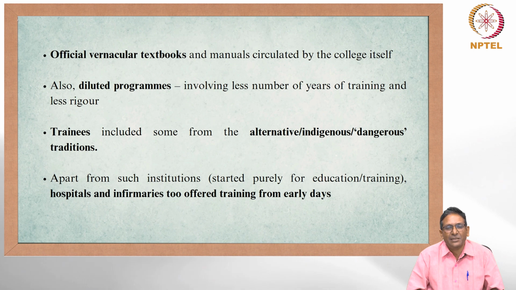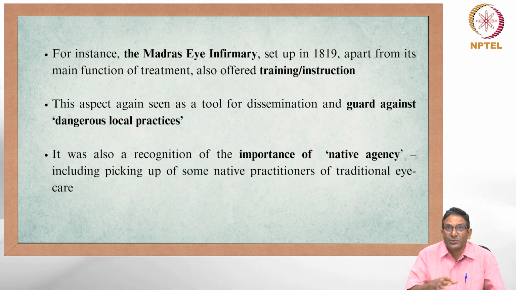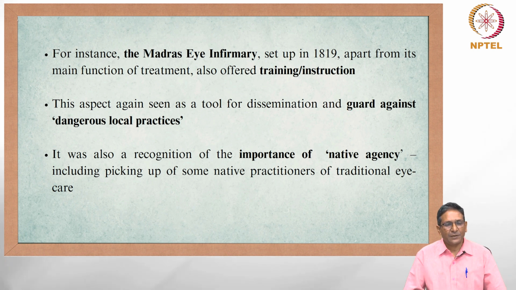For instance, the Madras Eye Infirmary, which was set up as early as 1819, one of the earliest of its kind anywhere in the world, not only in the colonial world. Of course, its main purpose was treatment of the eye. There were lots of eye ailments reported both among the natives as well as the whites who came here. So its primary purpose was treatment, but it also, on the sidelines, offered training and instruction.